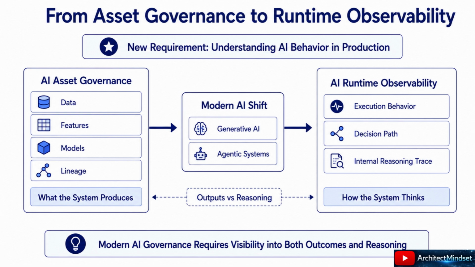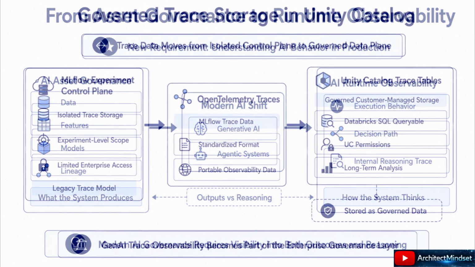So far, we have discussed governance of assets and lineage between them. But modern AI systems add another requirement: runtime observability. As we transition from predictive modeling to generative AI and complex agentic systems, knowing what an application did is no longer enough. You need to see how it thought.